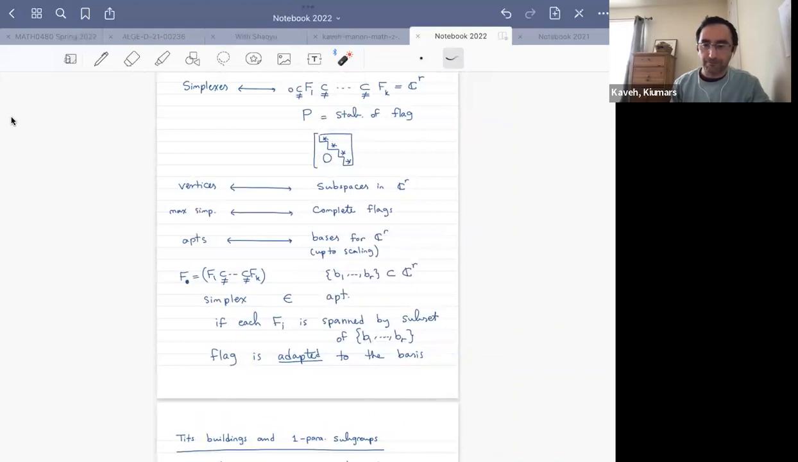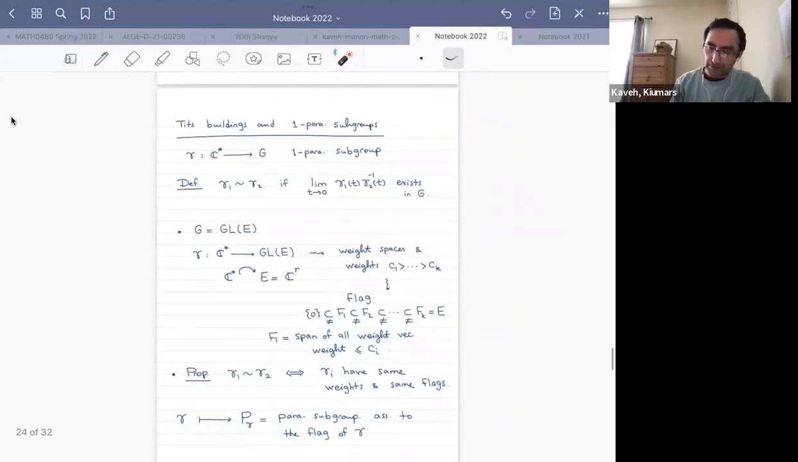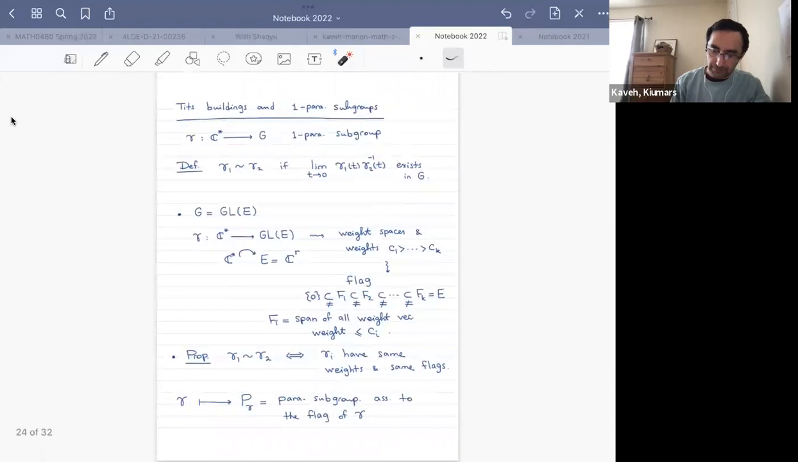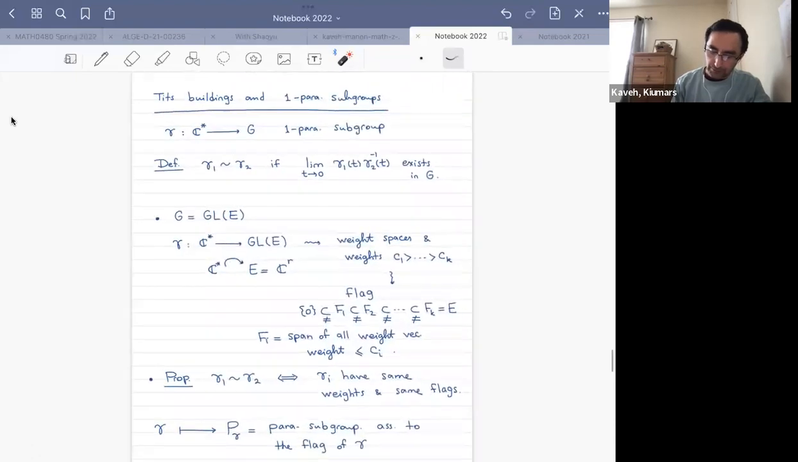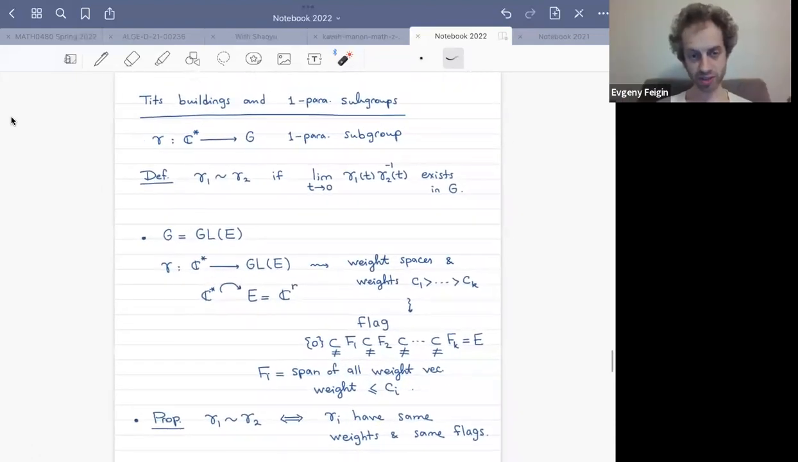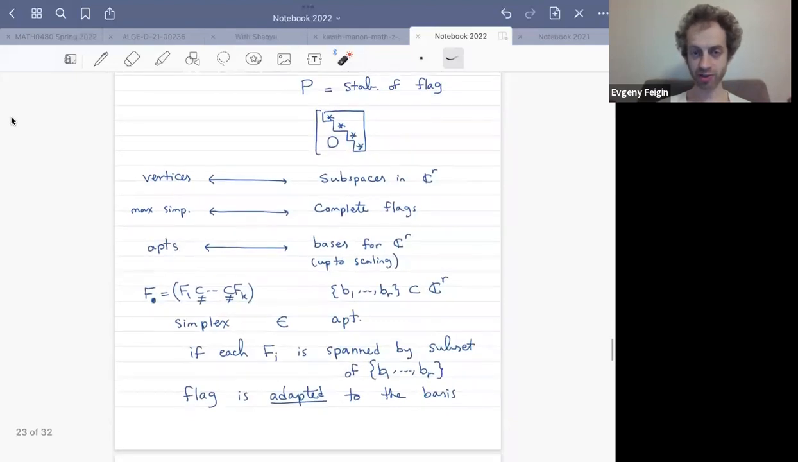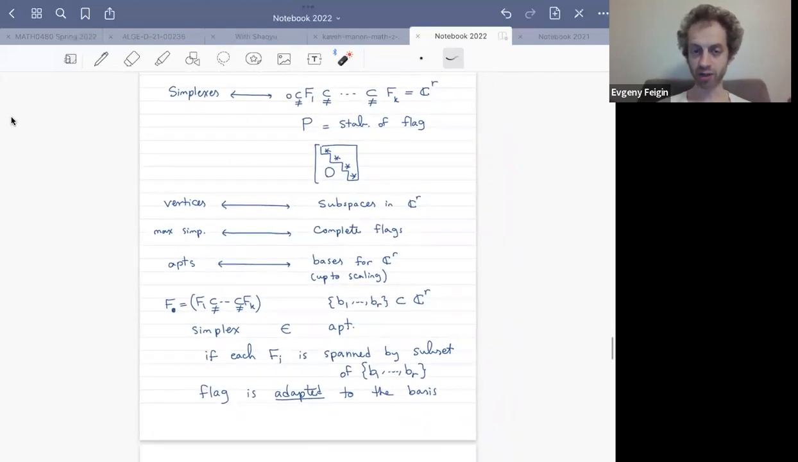Okay, let's continue. So Kiumars, I'm sorry, may I ask one more question? Please. If we get back to the question of Igor about this number 20 for SL4, how are we getting it here?